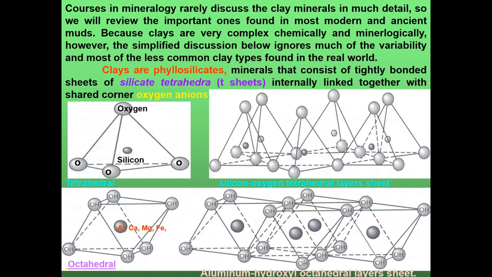Clays are phyllosilicates, minerals that consist of tightly bonded sheets of silicate tetrahedra, T-sheets, internally linked together with shared corner oxygen anions. Silicon-oxygen tetrahedral layers, or sheets. Octahedral: Al, Ca, Mg, Fe. Aluminum hydroxyl octahedral layers, or sheets.